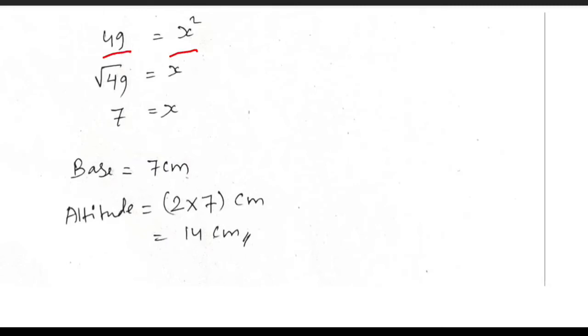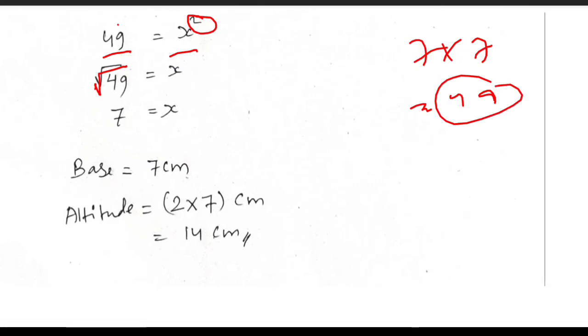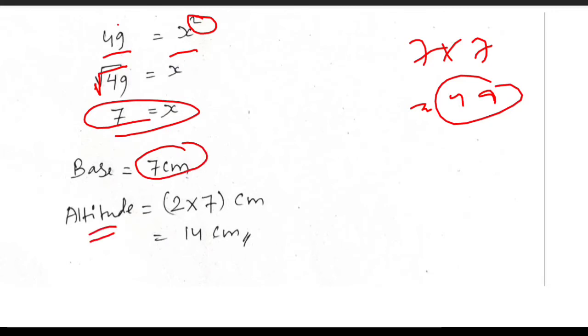So in order to remove this square sign, what we need to do? We need to put one square root over 49. So what is the square root of 49? 7. As 7 into 7 equals to 49. So the square root of 49 is 7. So we got the value of x as 7. So as we know that we have taken base equals to x, the value of base is 7 centimeter and altitude was twice the base. So 2 times base, that is 2 into 7, 14. So altitude becomes 14 centimeters. So this way this question is done.